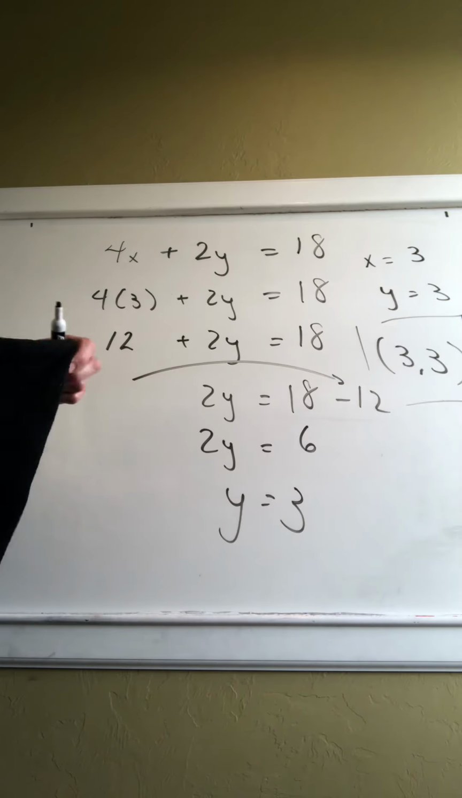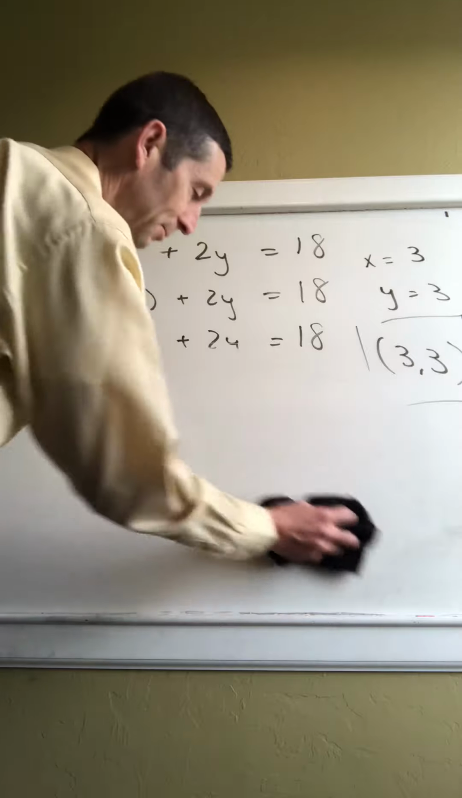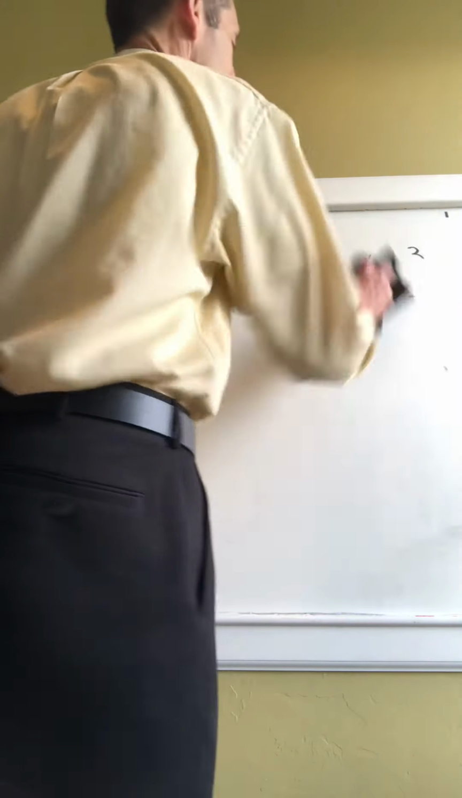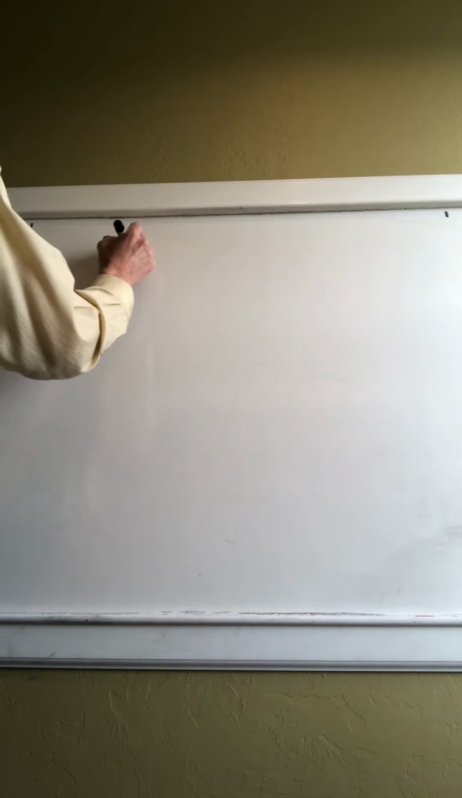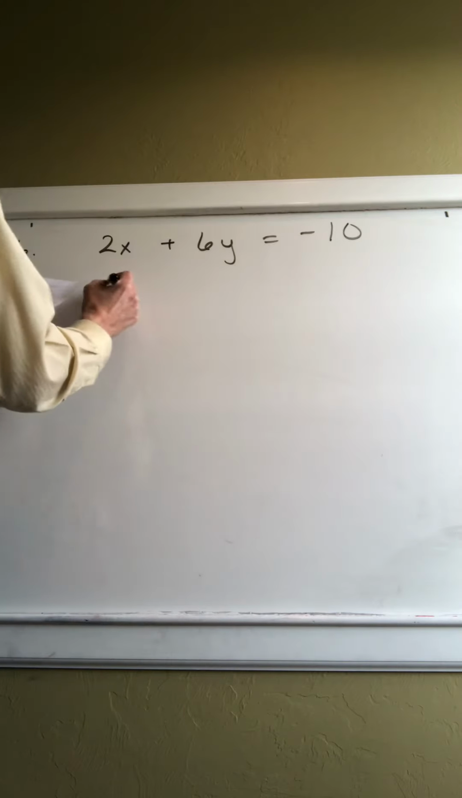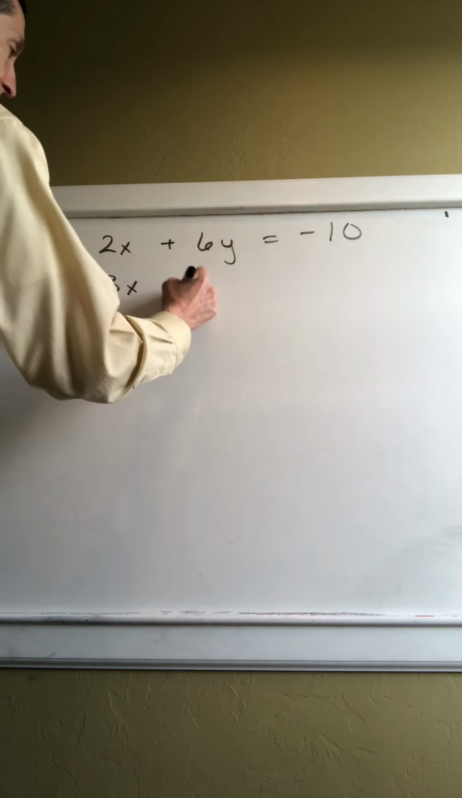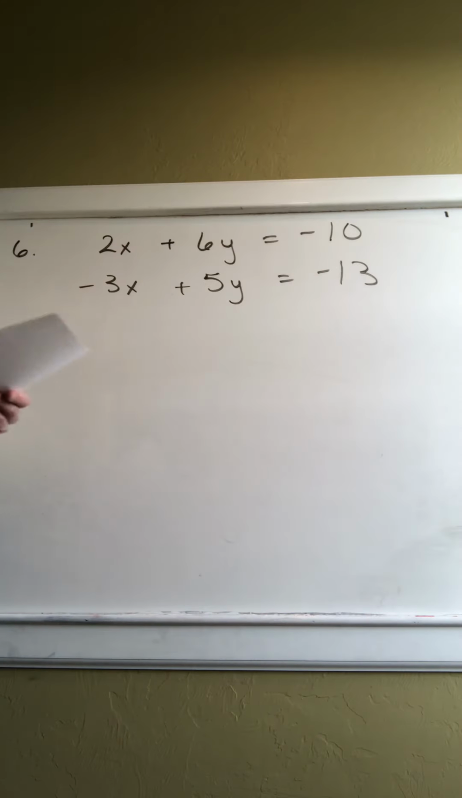Solve them by elimination. Another round of it today, just a little harder. Just an extra step in there to make you mad. All right, let's do the next one. I think that was 5. That would make this one be number 6. So 2x plus 6y equals negative 10. Negative 3x plus 5y equals negative 13.